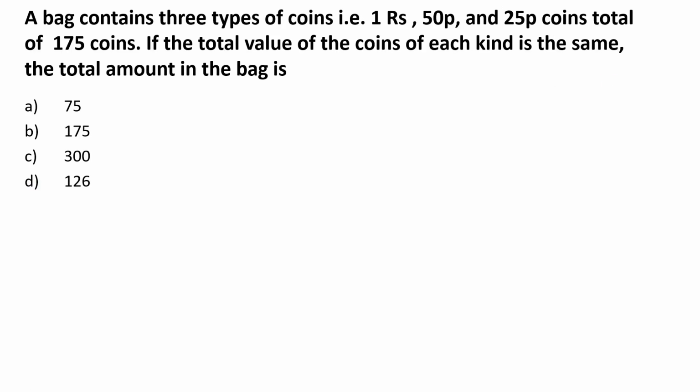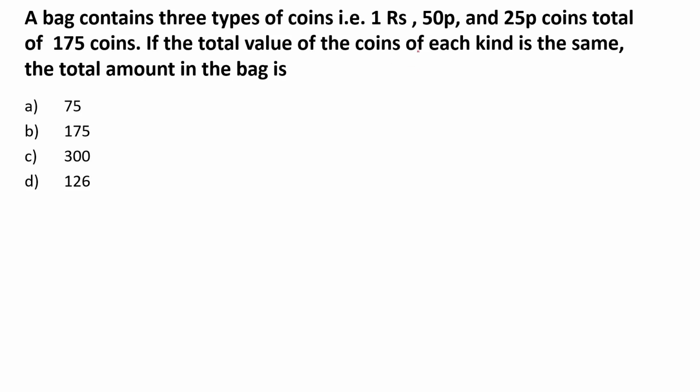And the next question is: a bag contains 3 types of coins, that is 1 rupee, 50 paisa and 25 paisa coins, a total of 175 coins. If the total value of the coins of each kind is the same, then the total amount in the bag is? The bag contains denominations of 1 rupee, 50 paisa and 25 paisa. The total number of coins is 175, and the value of the coins of each denomination is the same. We need to find the total amount in the bag.